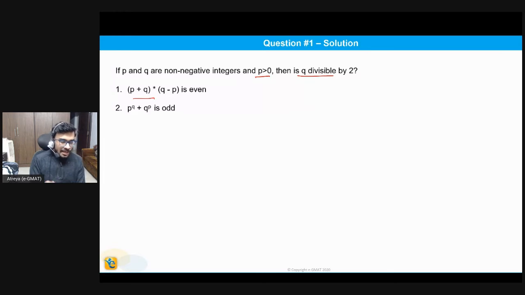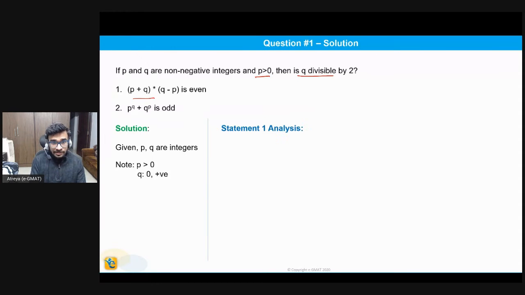So the first statement that I have is (P plus Q) times (Q minus P) is even. Now, before I move into the first statement, let's just first gather all the information that the question is presenting to me. So the first thing the question gives me is that P and Q are non-negative integers. So P is greater than 0, it's given, and since Q is non-negative, you can have two possibilities. Again, we're breaking the question into two parts because there is that possibility of Q being equal to 0 that hampers my entire calculation, right? So keep Q equal to 0 to be one possibility and Q positive to be the second possibility. Now, let's go to the analysis of the first statement.